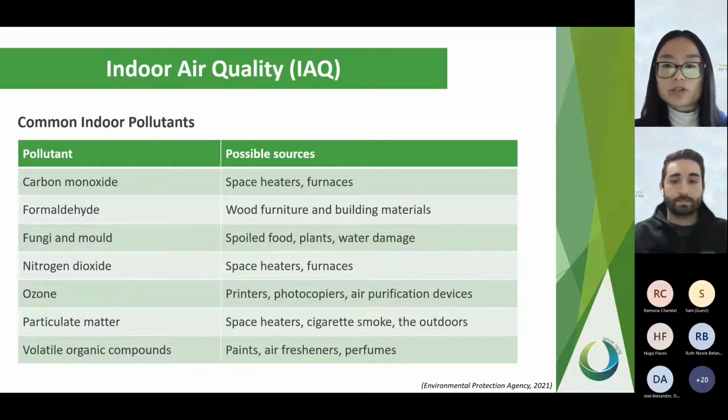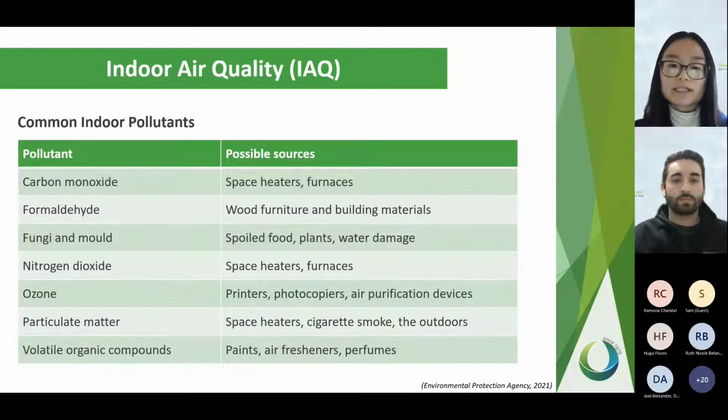So here is a list of common indoor pollutants and their sources. I already spoke about a couple of them, but to just go over the list, there's carbon monoxide, which can come from space heaters and furnaces. Formaldehyde, which I said before, can come from building materials, and it can also come from wood furniture because of the finishings that the furniture may have. Fungi and mold can come from spoiled food, plants, as well as water damage if the structure of the building has leaks.